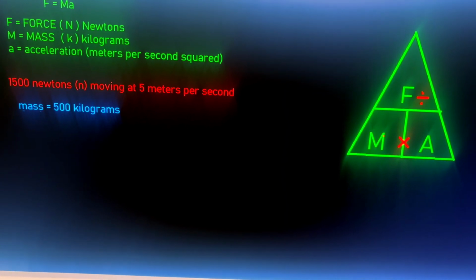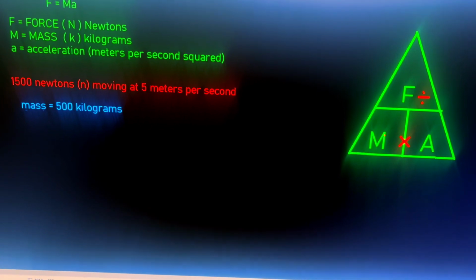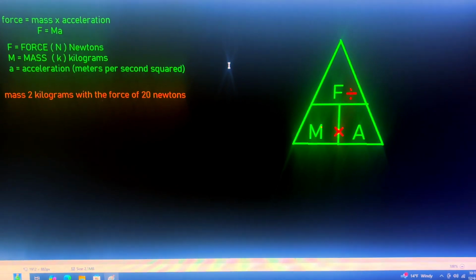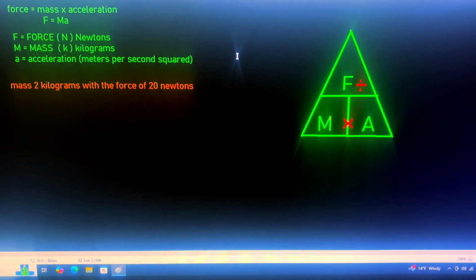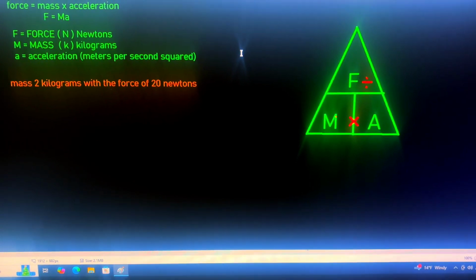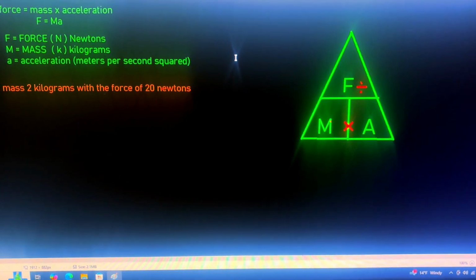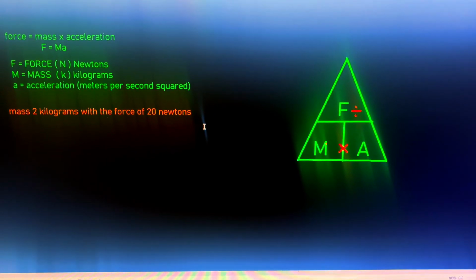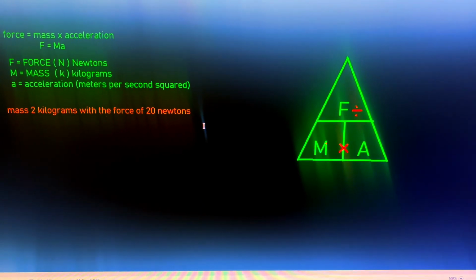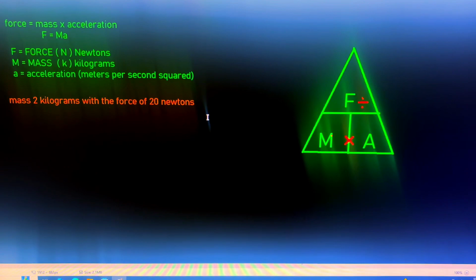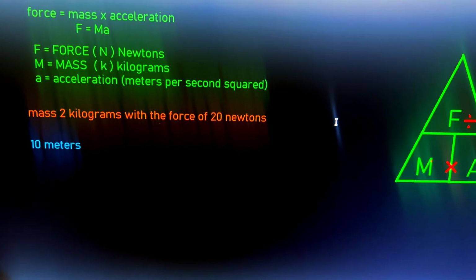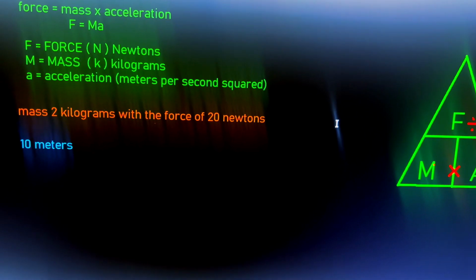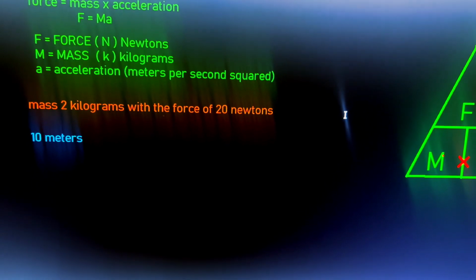So we found out the mass based on the force and the acceleration by dividing them. Now we're going to figure out the acceleration. If you have an object with a mass of 2 kilograms and it has the force of 20 newtons, we will take the force, which is 20 newtons, and divide it by the mass. So 20 divided by 2 is 10. The acceleration will be 10 meters per second squared. Every time you're dealing with acceleration, it's going to be squared, meters per second squared.